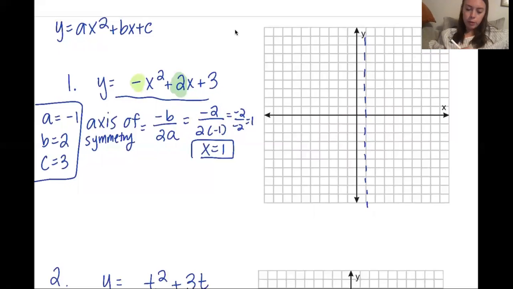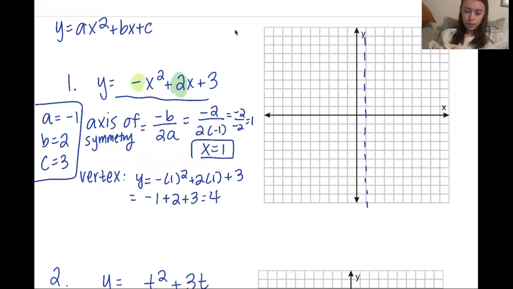But now I need to actually find my vertex. So what I'll do is I'll plug in 1 for x in that equation, and that will give me y. So I'll get y equals -1 squared plus 2 times 1 plus 3, which equals -1 plus 2 plus 3, which should be 4. So that means that my vertex is (1, 4). And I will put that on the graph. So that goes right here.